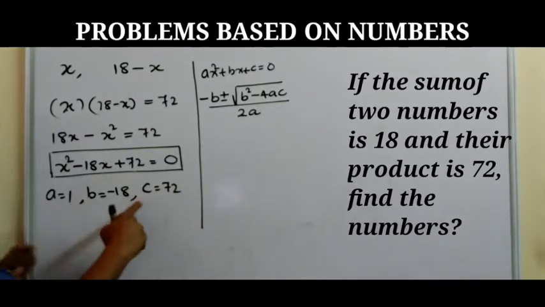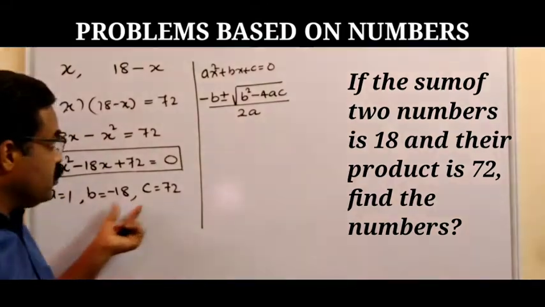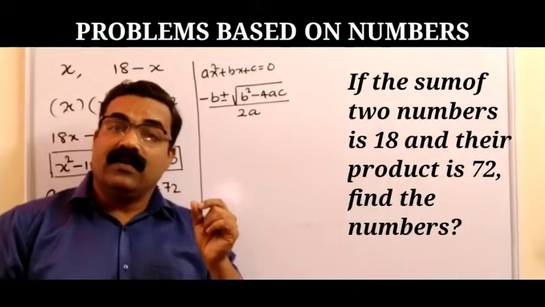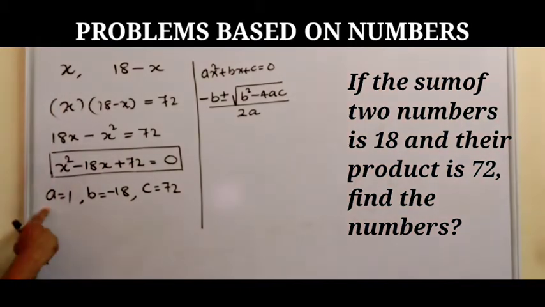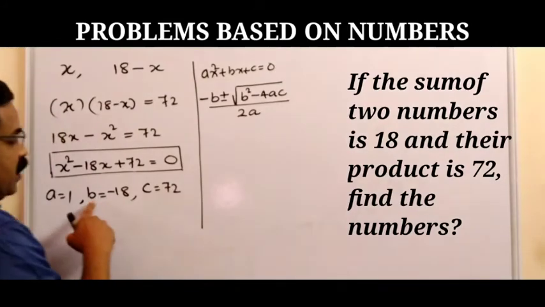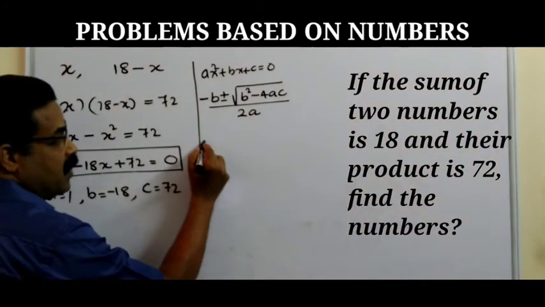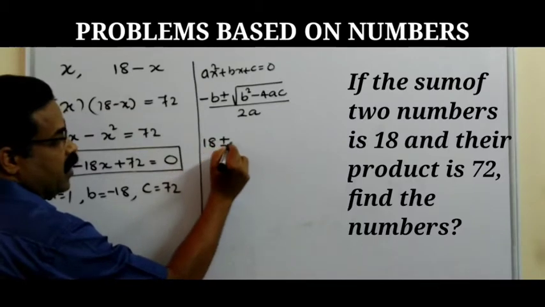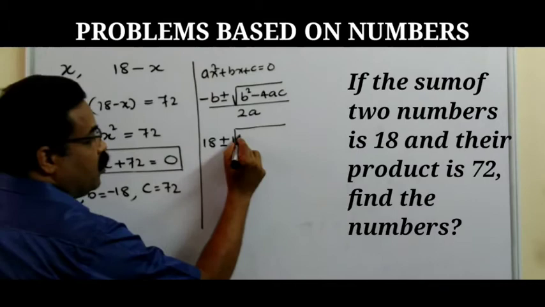We got all these parameters a, b and c. If you put these values in this formula, you will get the values of the two numbers. So let us solve it like this. We got a, b, c, and let us put them here. Minus b: b is minus 18, so minus b will be plus 18. Plus or minus root of b square: 18 square is 324.